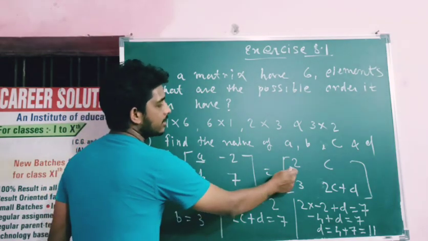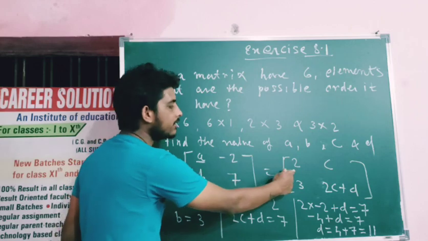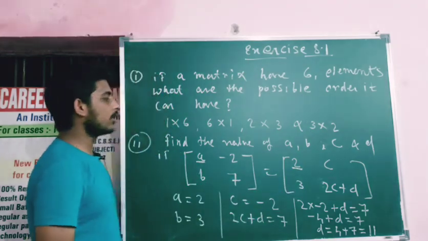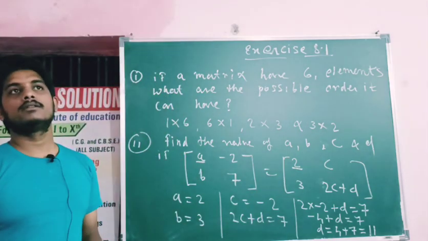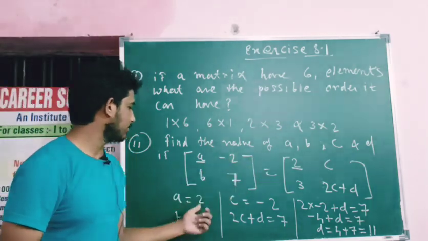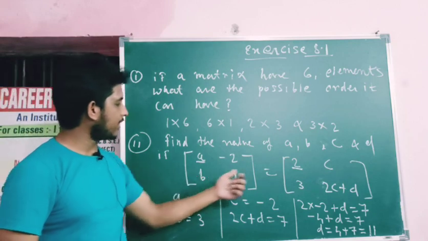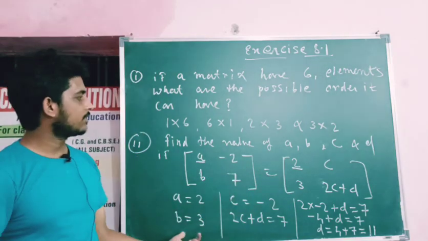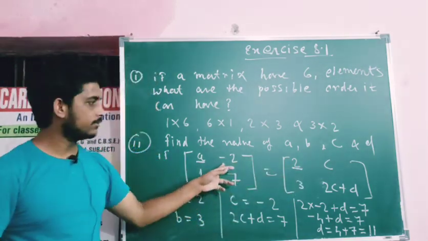A11, and instead of A11, what is written over here? 2. So as you all know, in equal matrices the corresponding elements are also equal. So the value of A is 2. Similarly, the value of B is 3. The value of C is minus 2.